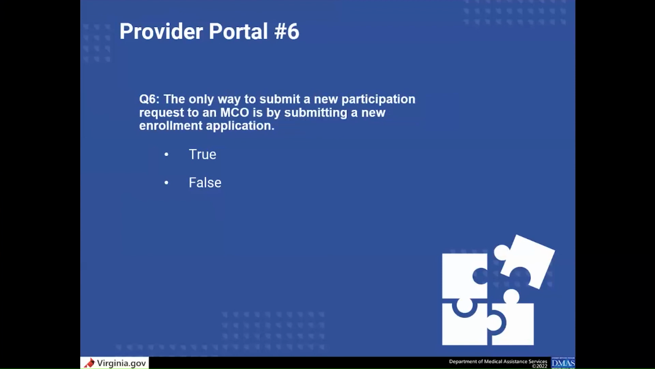The only way to submit a new participation request to an MCO is by submitting a new enrollment application. Is this true or false? The correct answer is false. MCO participation requests can be sent from the MCO network page.